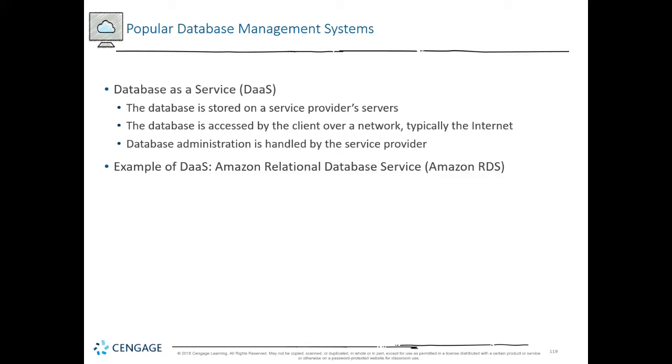Popular database management systems. Database as a service, DAAS. The database is stored on a server provided by the service provider. The database is accessible by the client over a network, typically the internet. Database administration is handled by the server provider. An example of a DAAS is Amazon Relational Database Service, Amazon RDS.